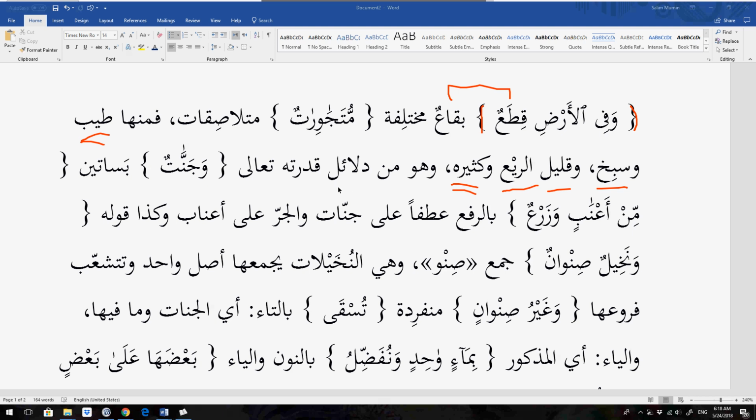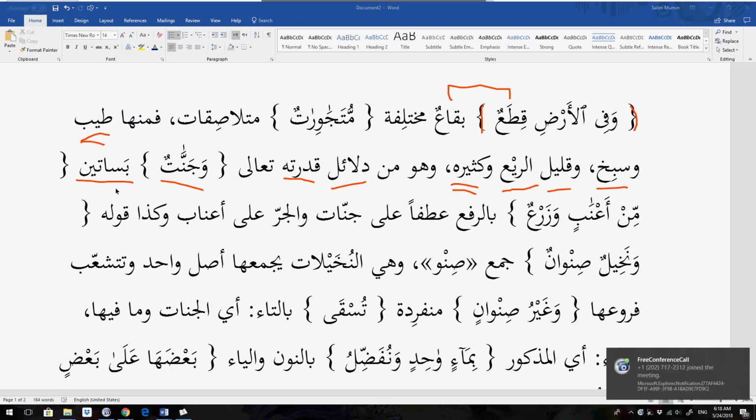وَهُوَ مِنْ دَلَائِلِ قُدْرَتِهِ تَعَالَى. And this is from the proofs of His power, the Most High. وَجَنَّاتٌ, and gardens, he's saying, basatinun, another word for gardens, bustan, or basatinun in the plural. This is another word defining gardens.